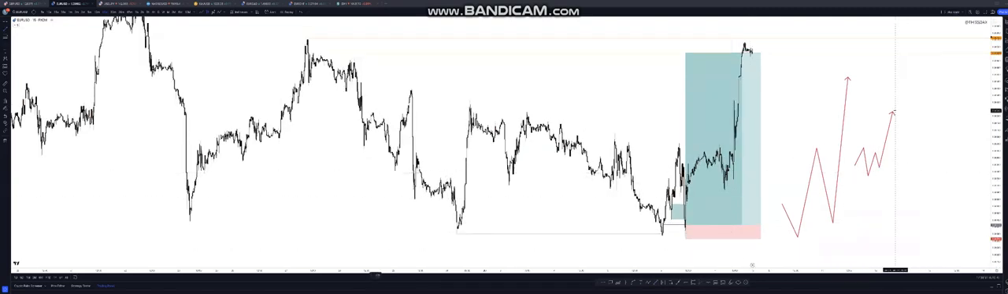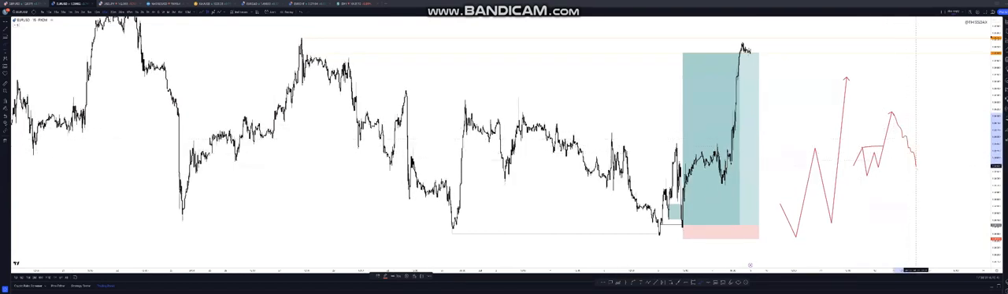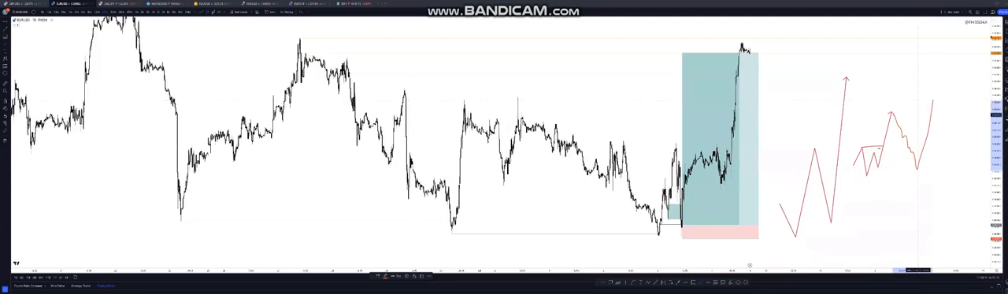Then we have price. What after price takes out this high? What are you already anticipating? A correction to take out structural liquidity. Then we have a continuation. That's basically how you apply everything together: transactional, structural, and inducement.